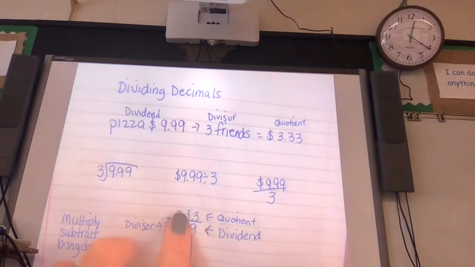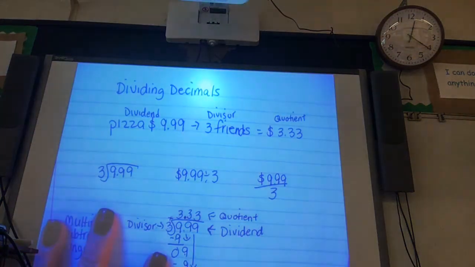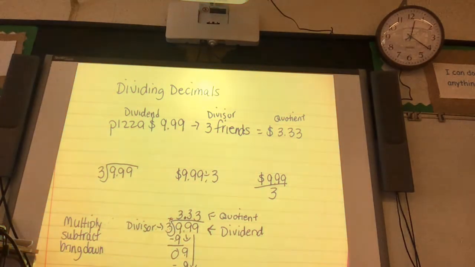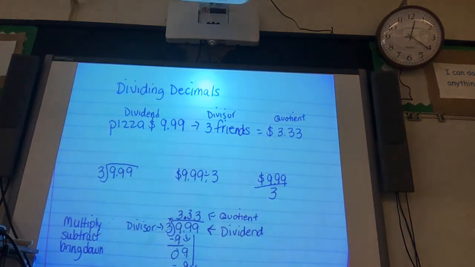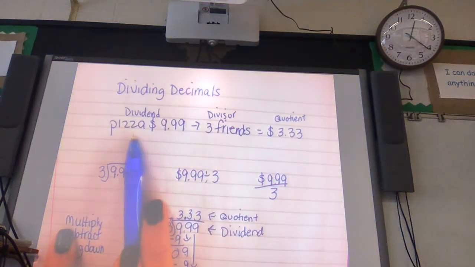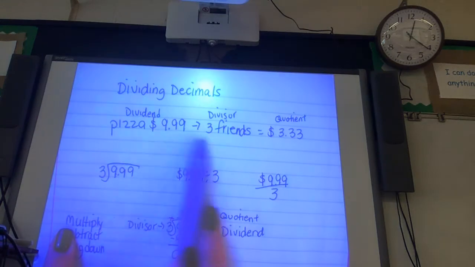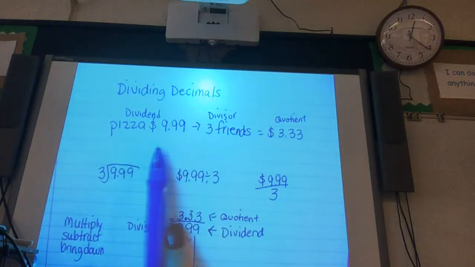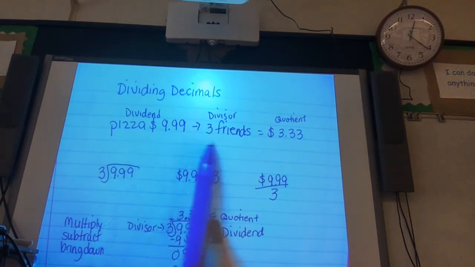Hey guys, so today we worked on dividing decimals. We talked about how sometimes you and a few of your friends or your family may want to split the cost of something and find out how much each person owes. In this case, we decided we would split a pizza between three friends, and how much would that cost? So the problem would be $9.99 divided by three friends.